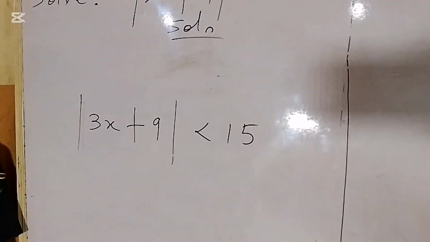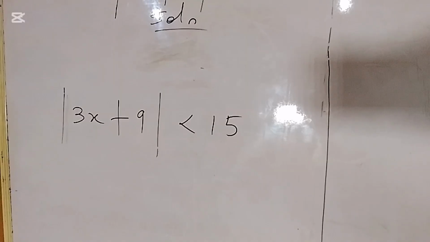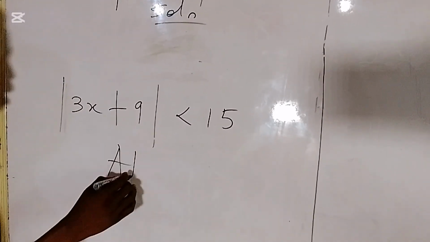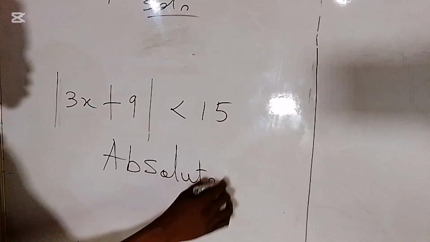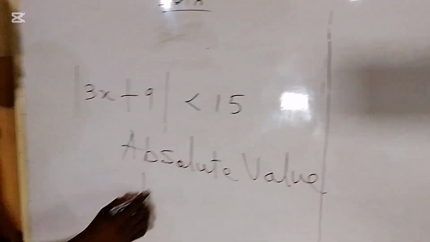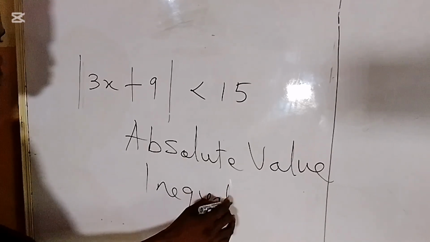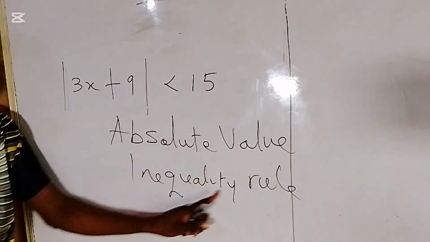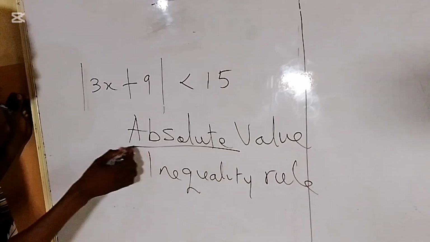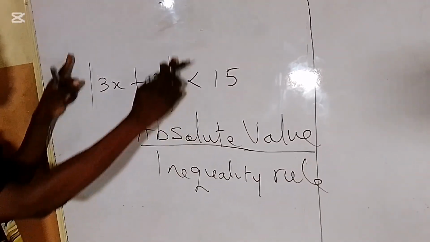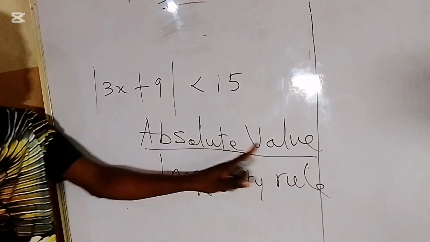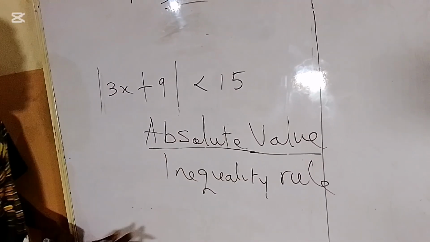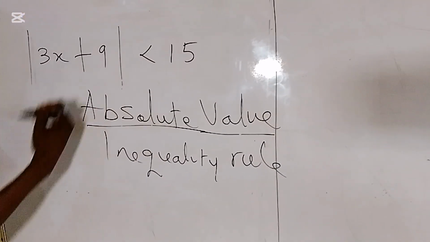When they give you a question like this, the first thing that should come to your mind is this. Watch. There is a rule, and that rule is called the absolute value inequality rule. That's the name of the rule. What does that mean? You see this word absolute value, that's this bar. These two bars mean absolute value. So anytime you hear absolute value, it means these two bars, okay? Now, inequality is because I have this symbol there.